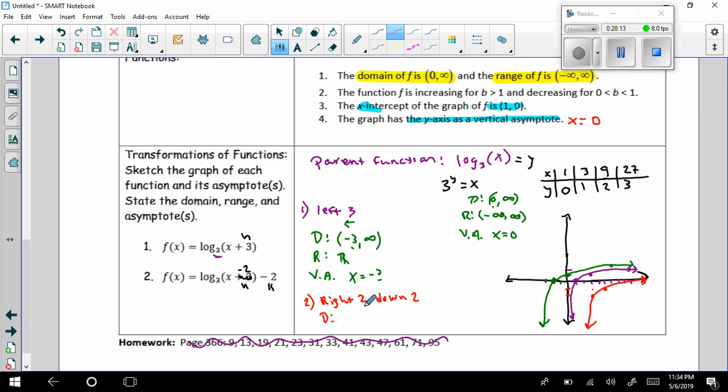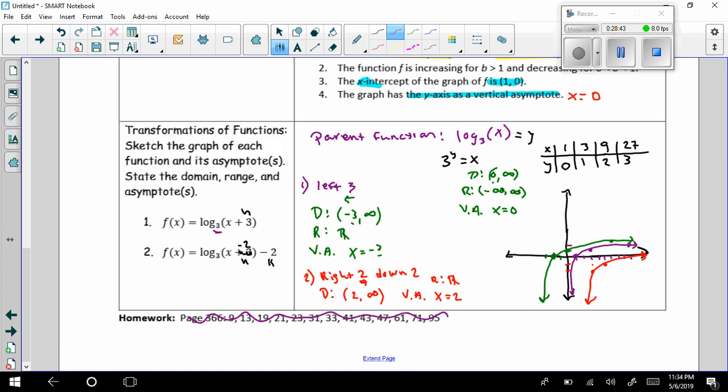My graph went right and down. The down doesn't matter because I have arrows going both up and down, so that's my range. But it goes to the right 2, so I'm going to have an asymptote at 2, and my domain will start at 2. So vertical asymptote, x equals 2. Range is still all real numbers. I'll just write it that way for now.